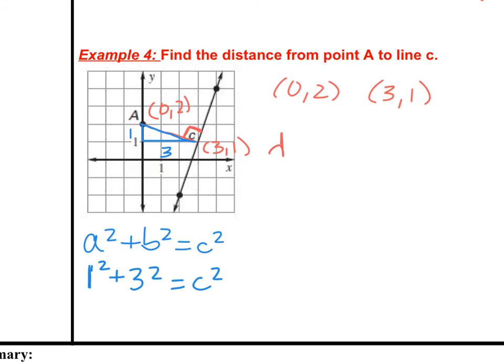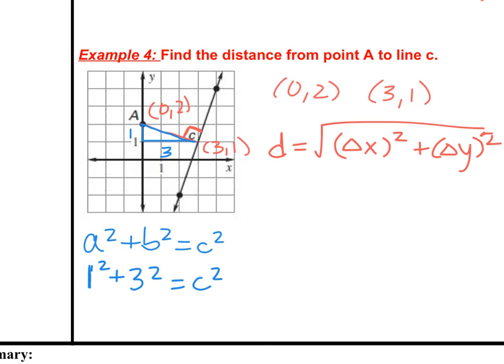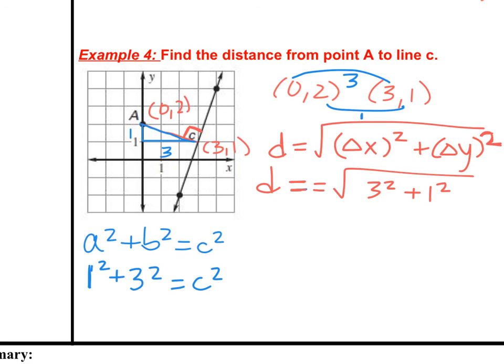Or you can use the distance formula, which I know you probably forgot. It's the change in x, usually what we start with, squared, plus the change in y squared, and then you take the square root of that. So from 0 to 3, what's the change in x, guys? 3. And from 2 to 1, what's the change in y? 1. And so we just plug that in. So that would be 3 squared plus 1 squared, which is 9 plus 1, which would give us the square root of 10.